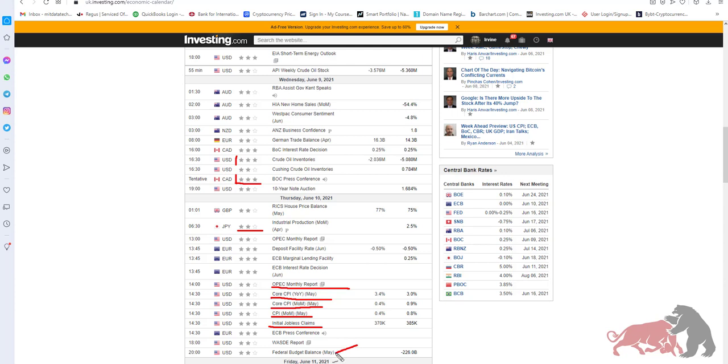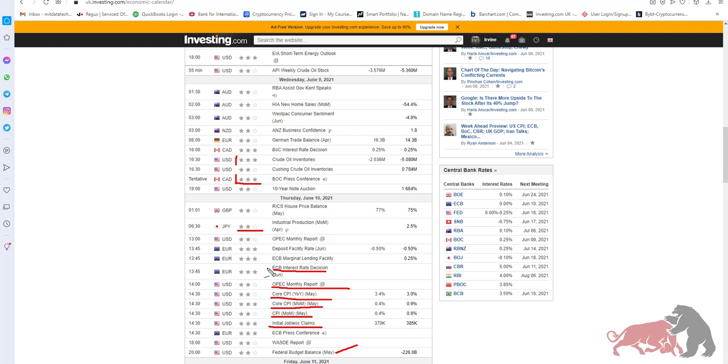And then we've got the budget balance sheet from the Federal Reserve. We also have the ECB monetary decision. You see, we've got the ECB interest rate. This will indirectly affect the yen, because the dollar is going to react to whatever the European Central Bank is going to decide. You see, so these are the things that you have to take note of.